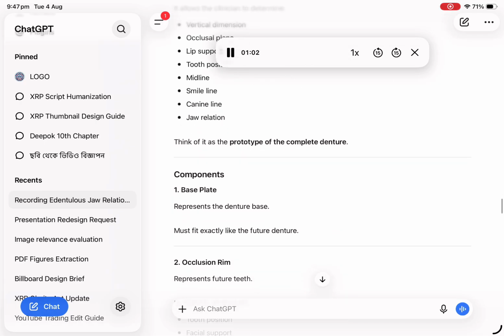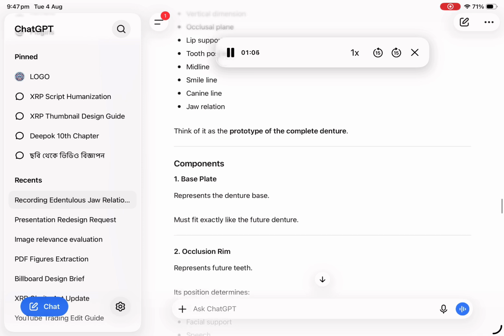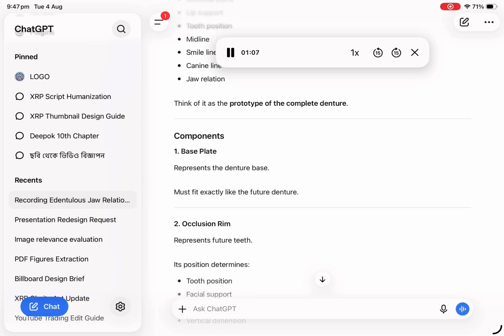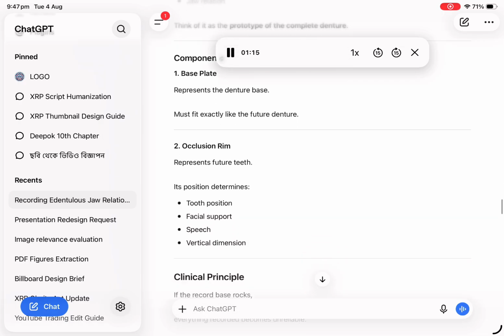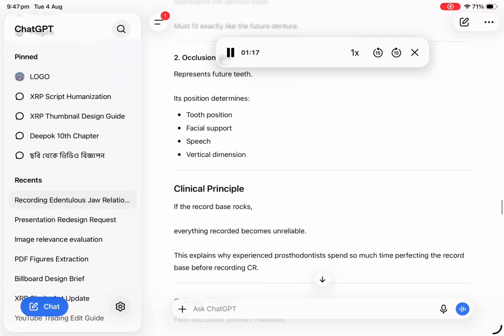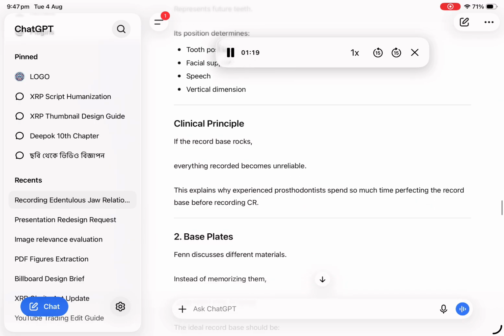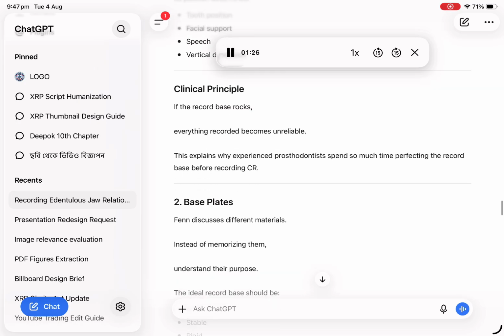Components. 1. Base plate: represents the denture base, must fit exactly like the future denture. 2. Occlusion rim: represents future teeth. Its position determines tooth position, facial support, speech, and vertical dimension. Clinical principle: if the record base rocks, everything recorded becomes unreliable. This explains why experienced prosthodontists spend so much time perfecting the record base before recording CR.